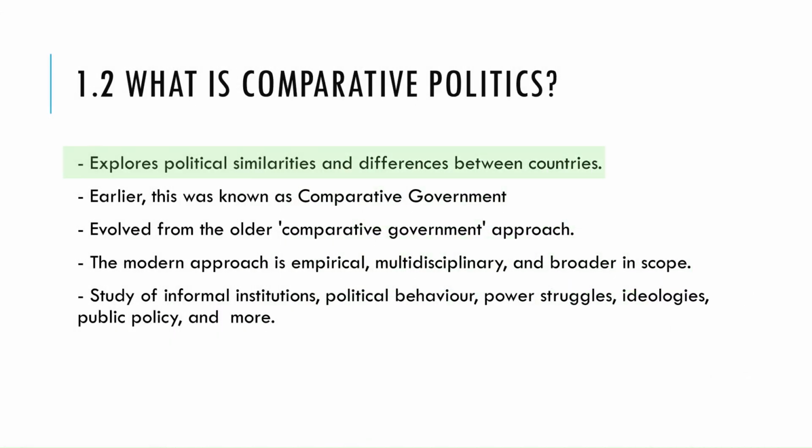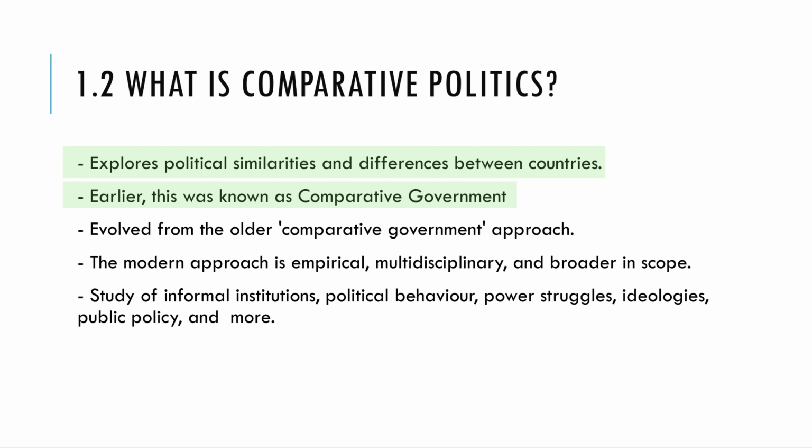Comparative politics tries to understand political systems by looking at how they function in different contexts and by exploring similarities and differences between countries. It asks important questions like, why do some countries have stable democracies while others struggle? Or why do some systems adopt federalism while others remain unitary?